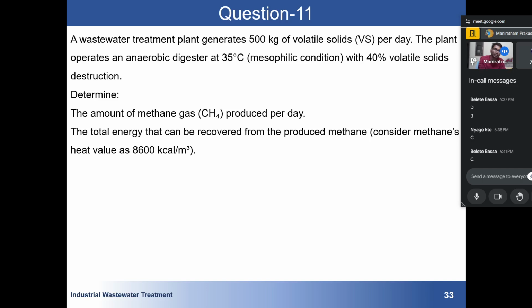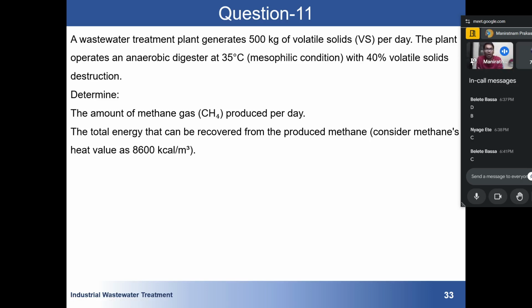If you recall the lecture, for per kg of volatile solid, how much methane is produced is a universal thing. If you recall the lecture notes, you might know how much methane is produced per kg of volatile solid. And once you know how much methane is produced, since the heating value per meter cube of methane is already given, you can find out the total energy output.